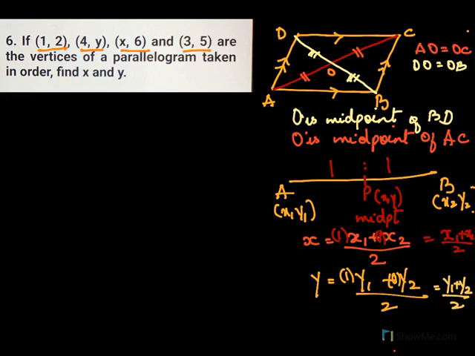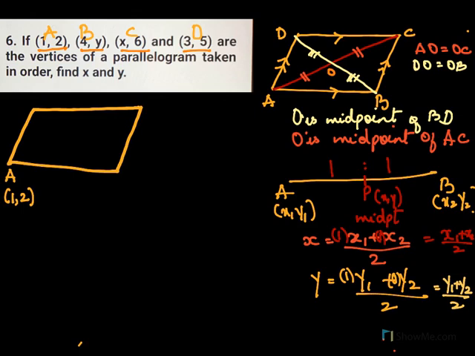Now in the sum, let us draw a parallelogram again. So this is the parallelogram given to us, and the four vertices of the parallelogram are given. One vertex is A, then we have B, then C, and D. So let us put it up. A is (1, 2), B is (4, y), C is (x, 6), and D is (3, 5).